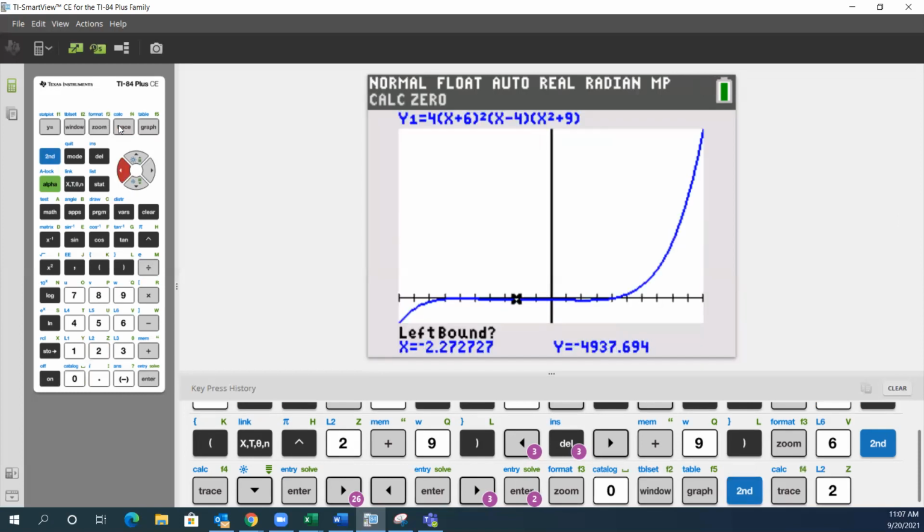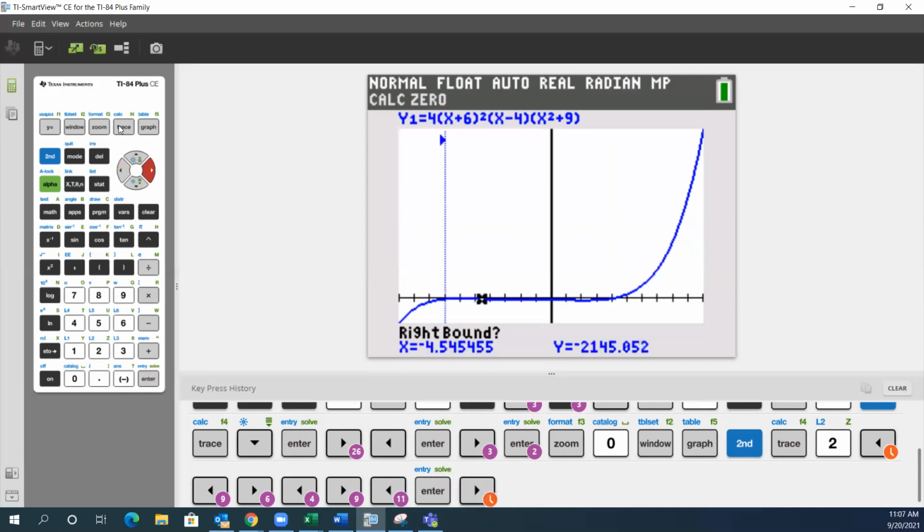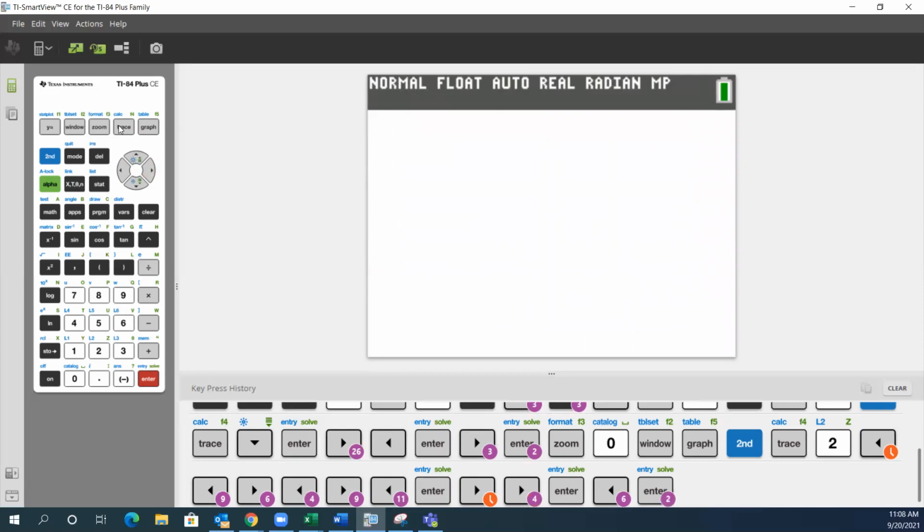And we're trying to find this other 0 over here. Let's see, does it ever, wait a minute. No. Does it ever go up above the x-axis? Doesn't look like it. Well, we'll go to the left of it and hit enter. Go to the right of where it looks like it's first hitting the x-axis and enter. And I'll give my best guess. Enter. And it's got a problem there. Okay, so apparently it didn't work that way.